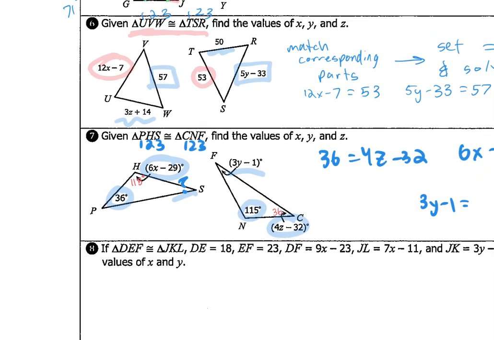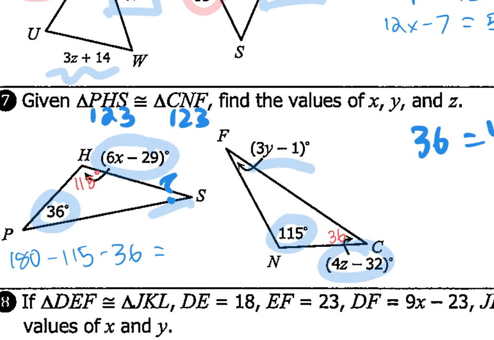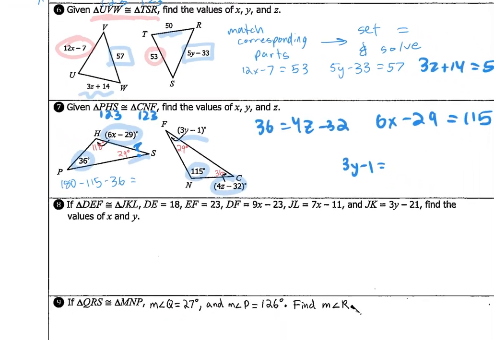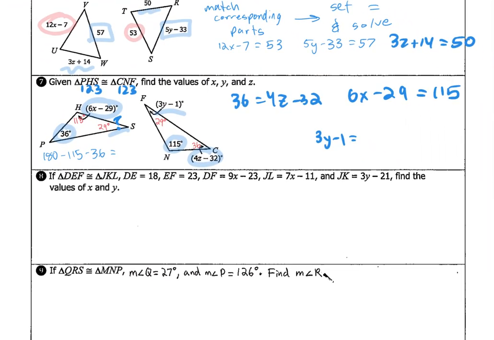So then what that helps me to do is then I can look at each triangle, really the one on the left or right, and say, all right, what's 180 minus 115 minus 36? And that would tell me the measure of the missing angle, which is 29 degrees. So I know now what to set 3y minus 1 equal to. Set equal to 29. And you can solve those for x, y, and z.